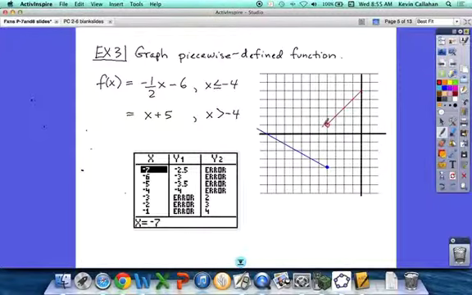That's what a piecewise function looks like, right? You never want to draw both graphs over each other. They're never going to be over each other, right? Because it wouldn't be a function if it was. So here's your dividing line, negative 4. Graph one of them to the left, one of them to the right.